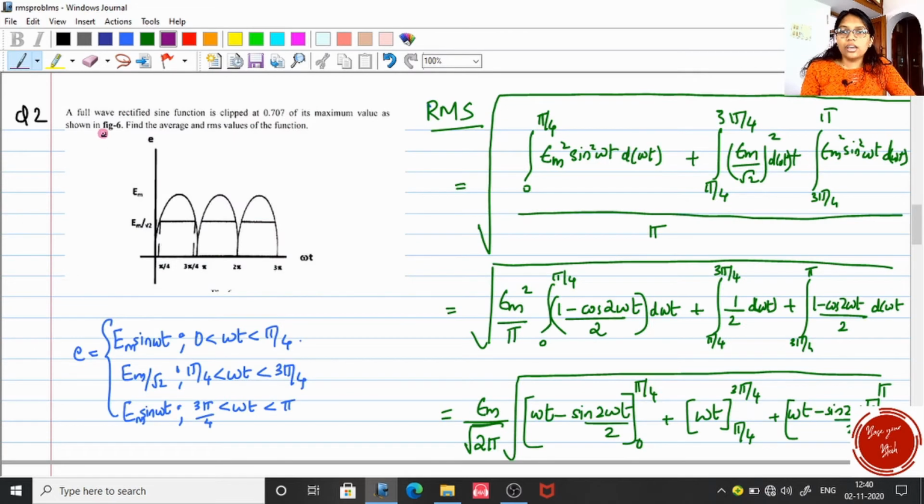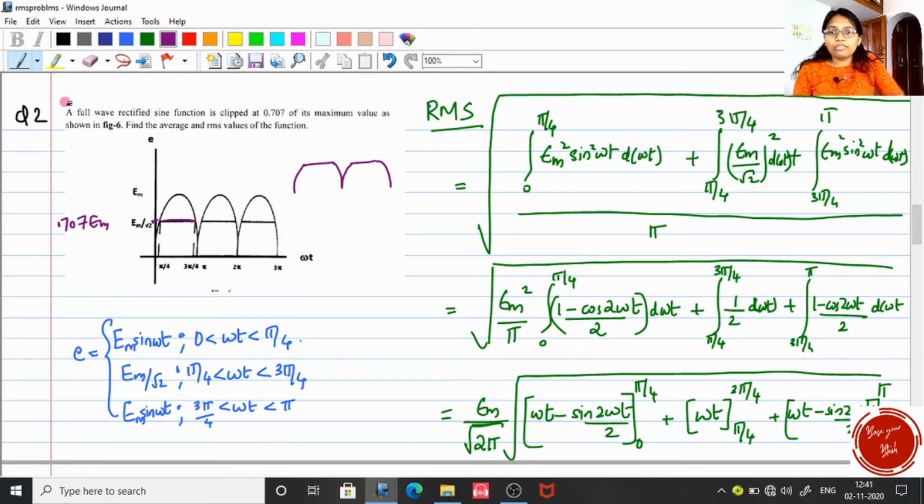Next question. A full wave rectified sine function is clipped at 0.707 of its maximum value, as shown in figure. Find the average and RMS value. So clipping means just cutting off the other side. It is clipped at 0.707 means at the value of 0.707. See, this is 1 by root 2, which means it is 0.707 Em. So the graph is clipped at this point. So your final graph will be like this.